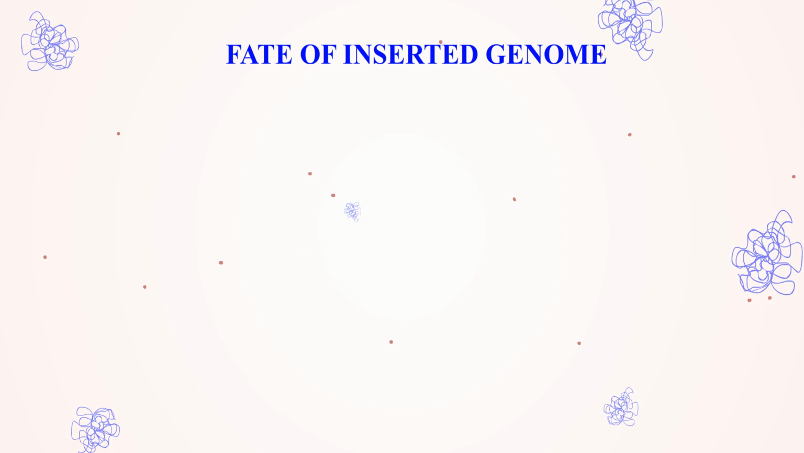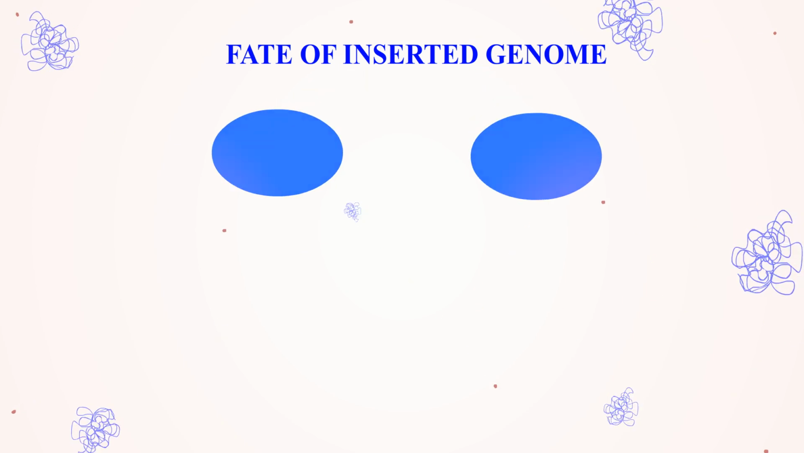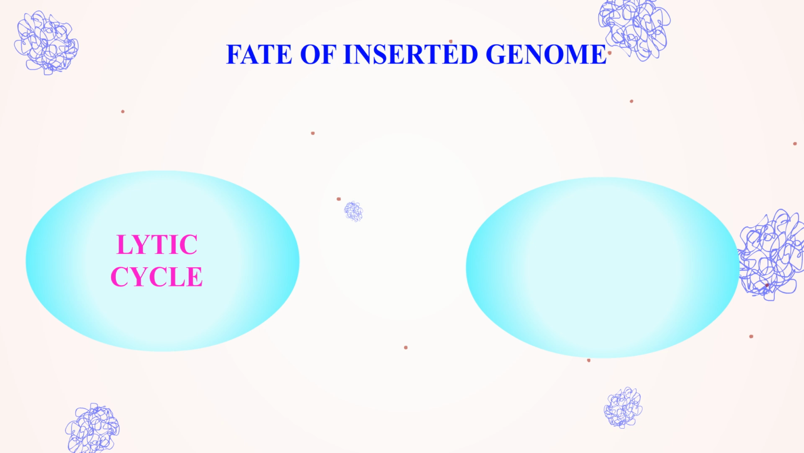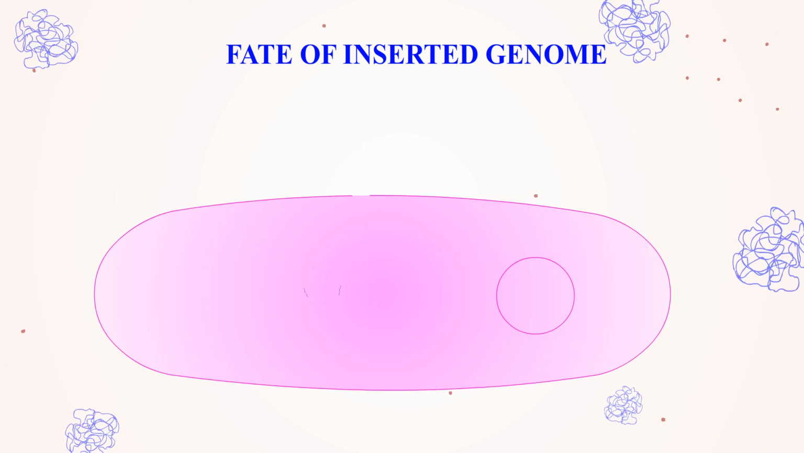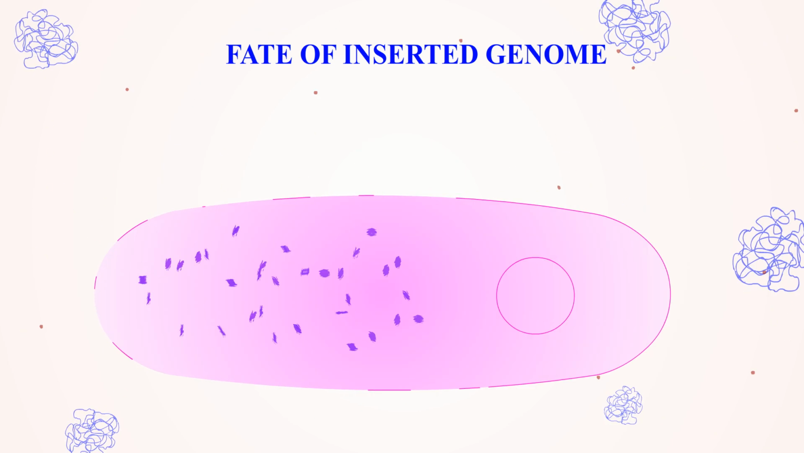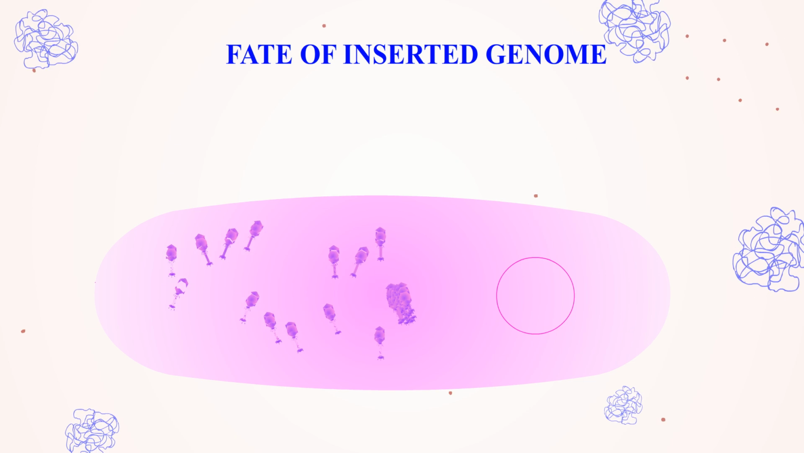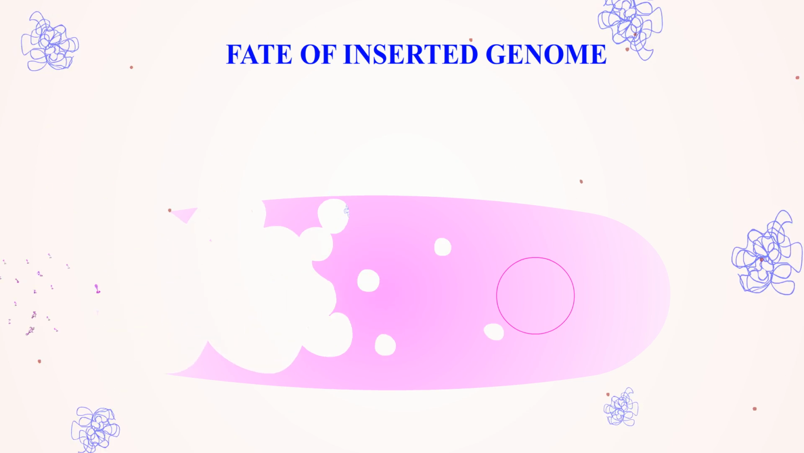Fate of inserted phage genome. On insertion, the phage genome has two fates: either to follow the lytic cycle, or to undergo the lysogenic cycle and eventually go on to the lytic cycle. During the lytic cycle, all the previously discussed events will occur as the phage takes control of the bacterial cell machinery.